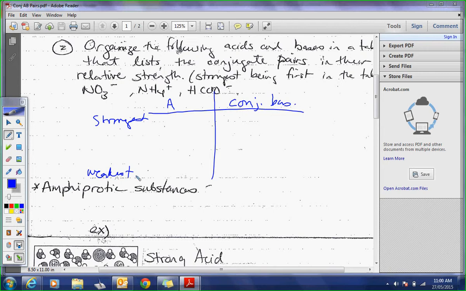So, what have we got here? The first thing is NO3 minus. First of all, do you think that's going to act as a base or an acid? Base. A base. Can it donate a proton? No, it doesn't have a proton to donate, right? So, therefore, it can't donate a proton, it can't be an acid, but it could accept a proton, so it can be a base. And if it accepted a proton, what would it look like?